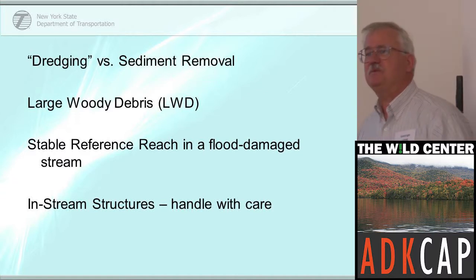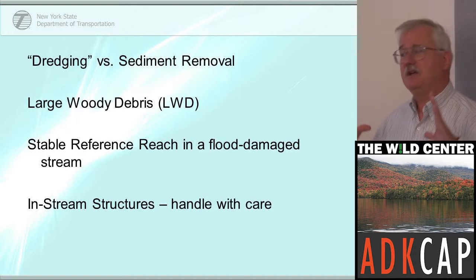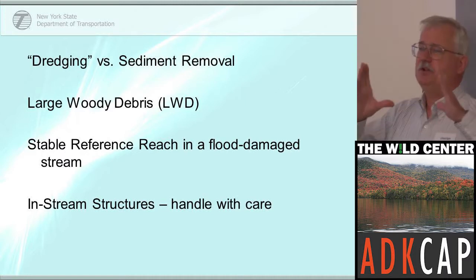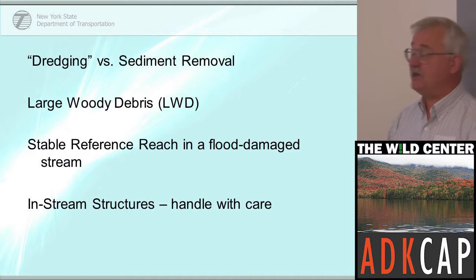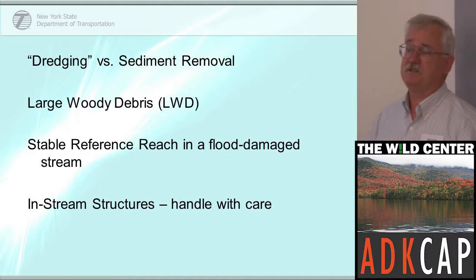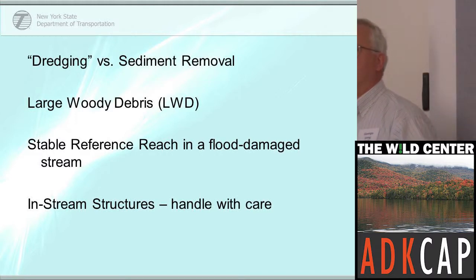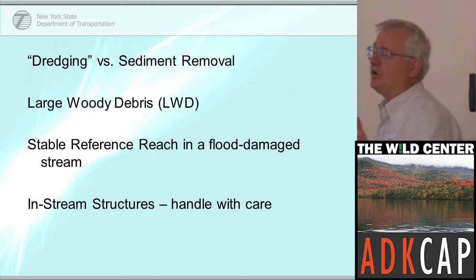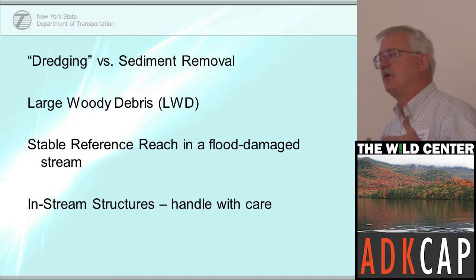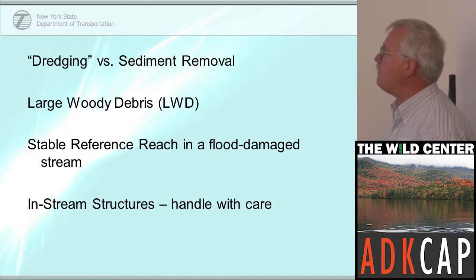A lot of these things will tell you you're going to look for a stable reference reach. When you're restoring a stream, you try to make it look like the reference reach. In a flood-damaged stream, there may be no stable reference reach. You may have a lot of trouble with this. There are workarounds that you can do by formulas and by what they call regional curves for channel design. These are available, and I'll show you where they are.